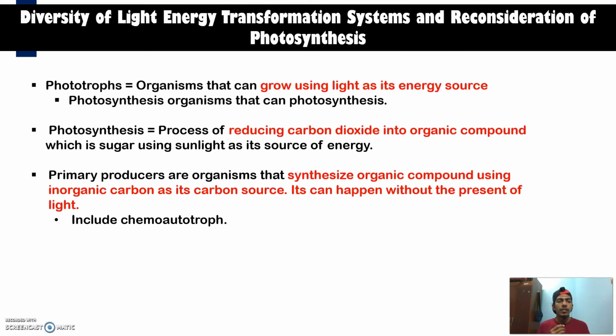The current understanding of the diversity of light energy transformation systems and the reconsideration of photosynthesis suggest that phototrophs are organisms that can grow using light as their source of energy, while photosynthesis is the process of reducing the carbon dioxide in the environment by transforming it into organic compounds. The primary producers are organisms that can synthesize organic compounds using inorganic carbon as their carbon source, and it can happen without the presence of light, for example, chemoautotrophs.